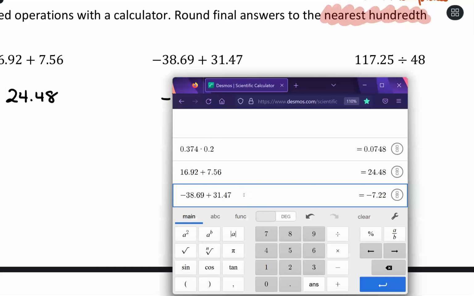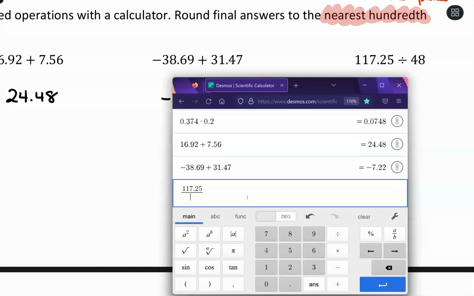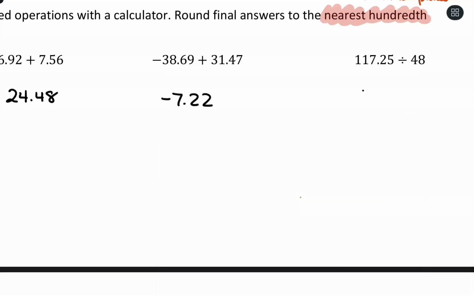And then this last one, 117.25 divided by 48 is a big number, 2.4427. But we're going to cut it off at 2 decimal places, and that means that 2 is telling me to round down, so I'm going to keep that at 2.44.